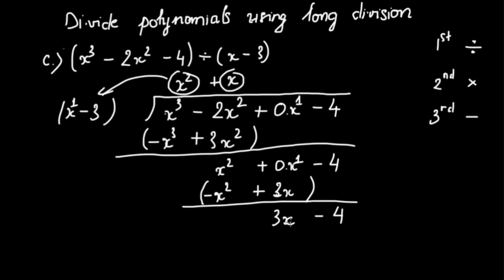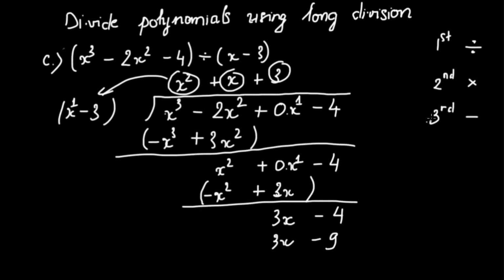Now we see this is x to the 1 and this is x to the 1, which means you can still follow these 3 steps again. 3x divided by x, you get 3. You put it here. The next step is the second step, multiplication. You take number 3, multiply back to the divisor. The result you write underneath here. 3 times x, you get 3x here. 3 times negative 3, you get negative 9.